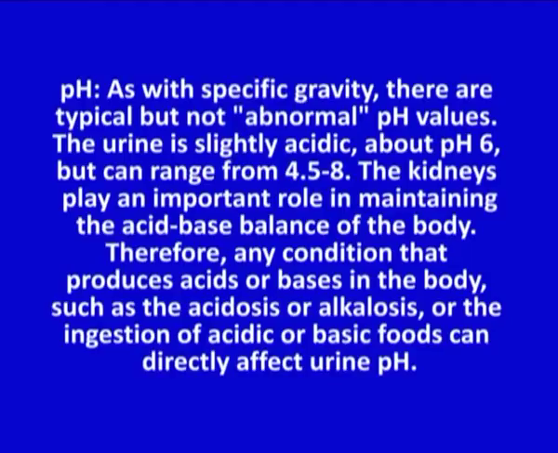Now pH. As with the specific gravity, there are typical but not abnormal pH values. The urine is slightly acidic, about pH 6, but can range from 4.5 to 8. The kidneys play an important role in maintaining the acid-base balance of the body. Therefore, any condition that produces acids or bases in the body, such as acidosis or alkalosis, or the ingestion of acidic or basic foods, can directly affect urine pH.